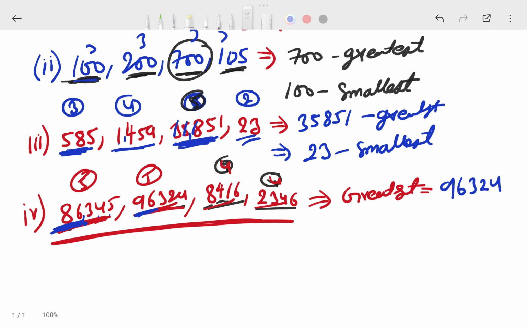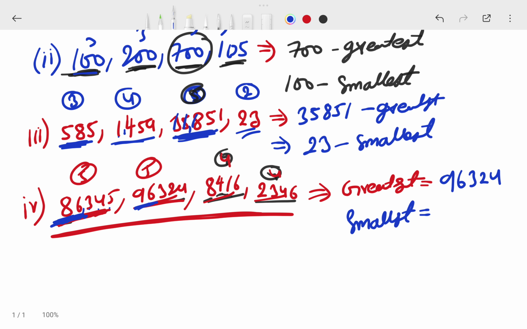Now we have to find the smallest in this one. So how will we find it? The one which has fewer digits. Here it has 4 digits. Here if you see, it has 8416, and this one has 2346. Which is smaller?